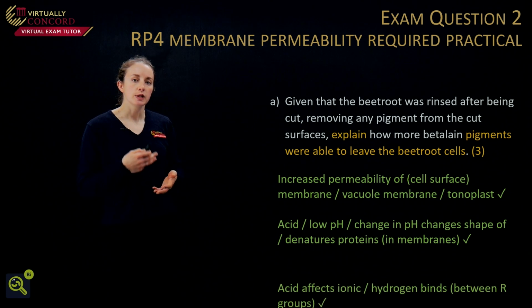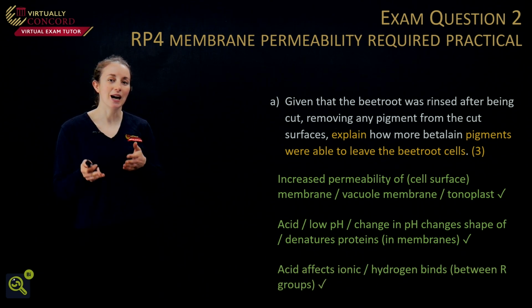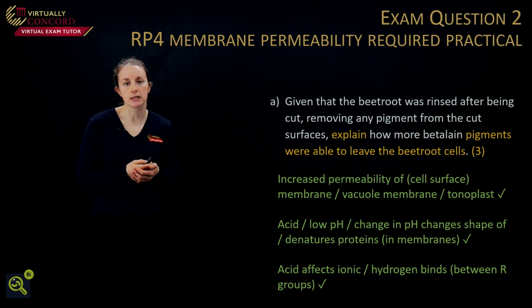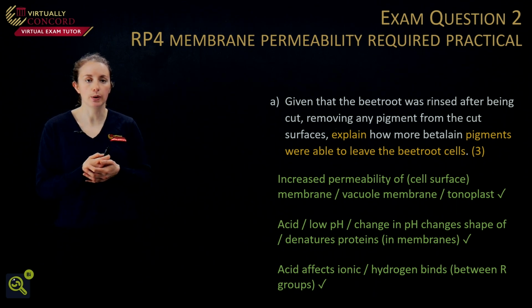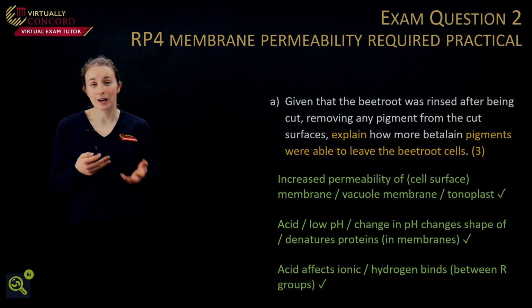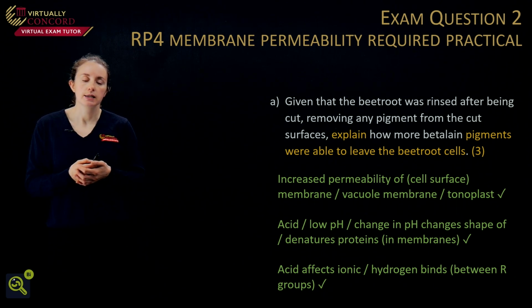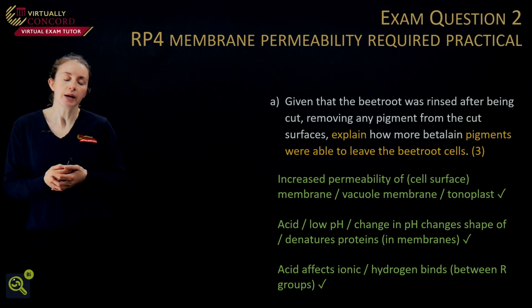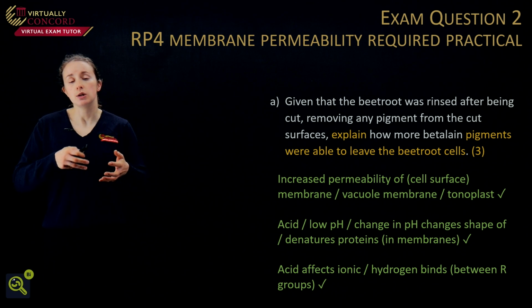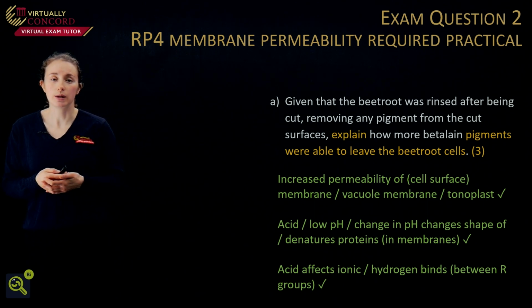The third marking point is for explaining in a little bit more detail why the acidic conditions actually affect the structure of the proteins. And that's because the acidic conditions affect either the ionic or the hydrogen bonds. So you can talk about either, but again, I would suggest talking about both. And those are the bonds between the R groups of the amino acids within the protein that hold the protein together in its tertiary structure. And if you start disrupting those bonds, then you disrupt the shape and the tertiary structure of your proteins, and then ultimately you disrupt your membrane permeability.